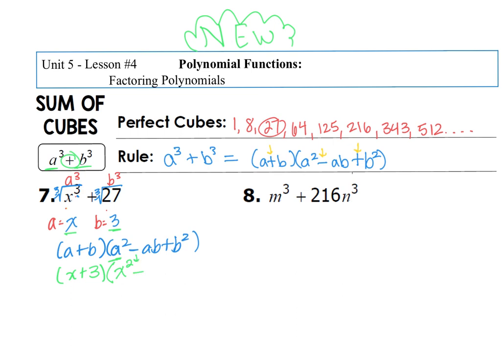And then I put my minus sign, and then it's a times b. That would be x times 3, 3x. And then it's automatically a plus sign, and my b value squared. So 3 squared is 3 times 3, 9. And that's it. Again, find out what your a and b are by cube rooting your original 2 terms, and then fill them into this factoring pattern, and you're done.